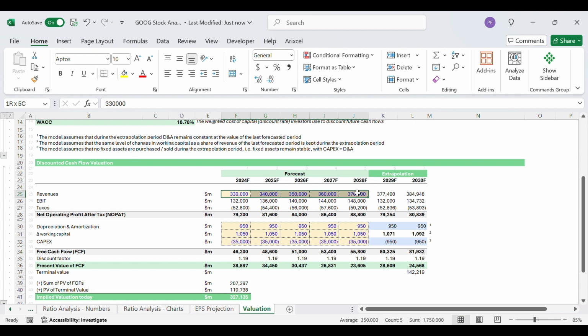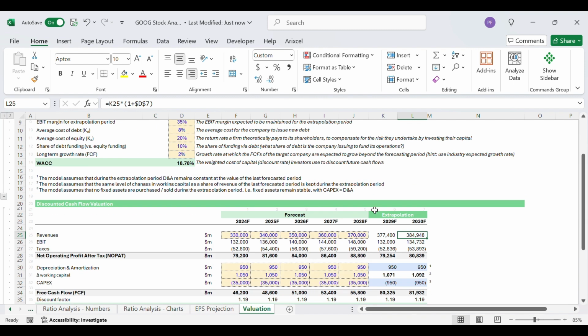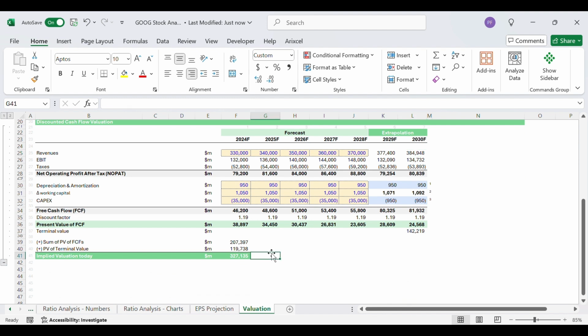You can manually insert the revenues that you expect for the forecast period, which is 5 years, and D&A, delta working capital, and capex as well. And then for the extrapolation period, they will be calculated based on your assumptions here, and also the EBIT margin and the taxes, the EBIT level and the taxes will be calculated based on the assumptions that you set here, and this will result in the sum basically of the present value of the free cash flows plus the present value of the terminal value. That gets us an implied valuation today.